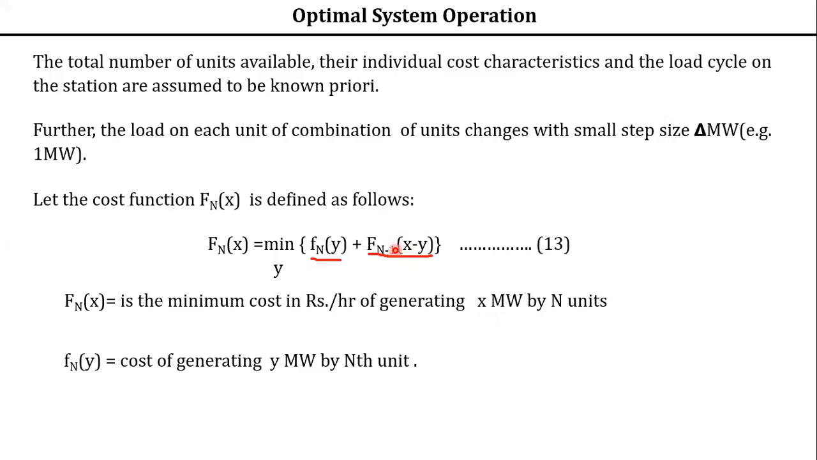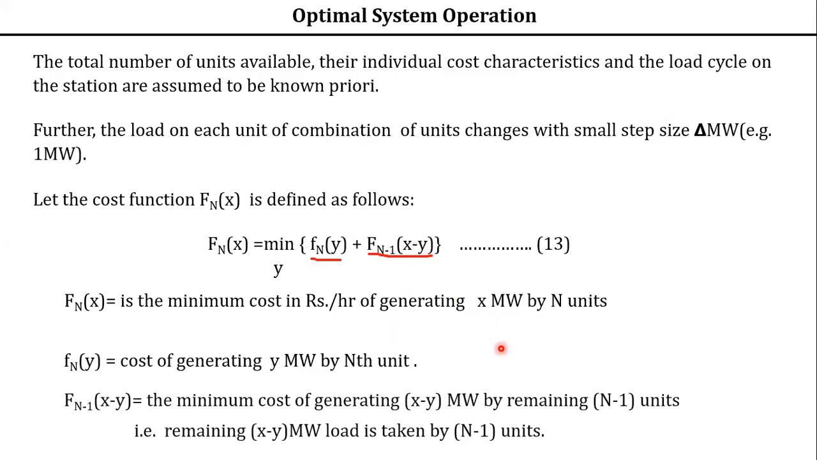So this is how you should write this one. Now you see this one. What is Fn minus 1? It is the minimum cost of generating X minus Y megawatt. Minimum cost of generation; capital F means you use minimum cost. Minimum cost of generating X minus Y megawatt by N minus 1 generating units.